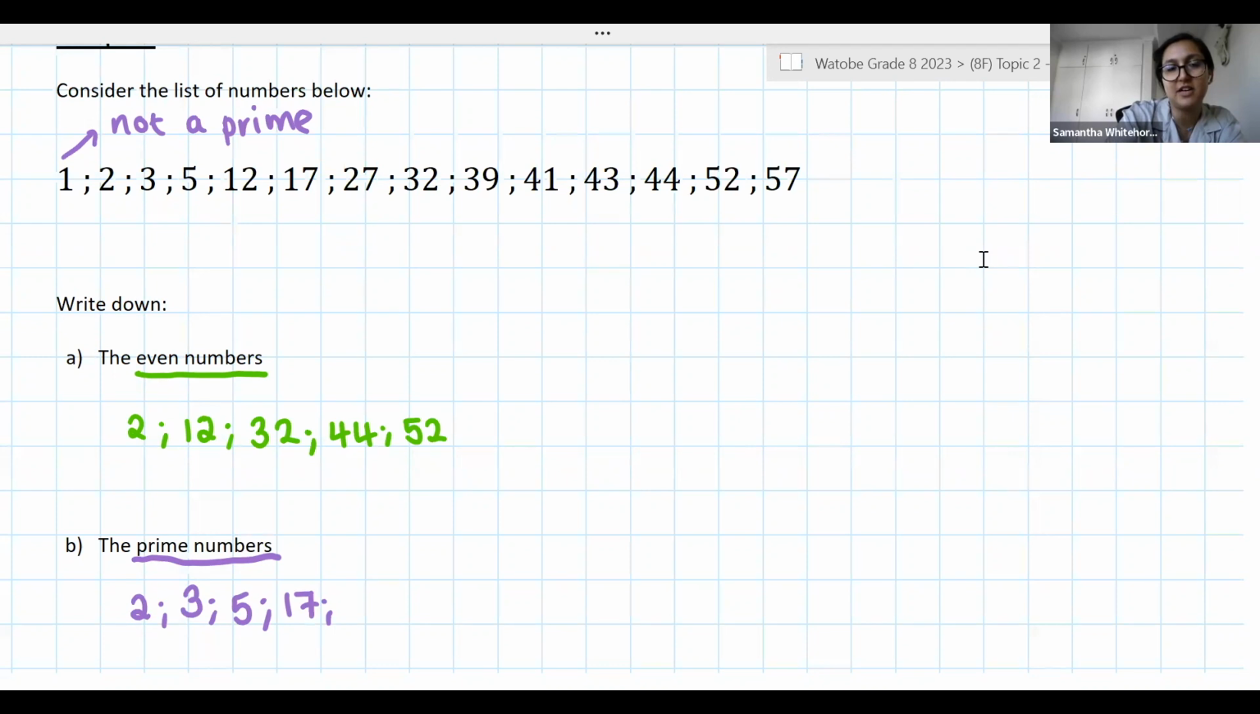27. Okay, so 27 we can divide by 3 because if we divide it by 3, we get 9. So that has more factors. What about 41? Yeah, 41. Good. Okay, so 41, 43, and then do you agree 57 as well? Yeah. Oh, you mean 57? I didn't hear you properly.